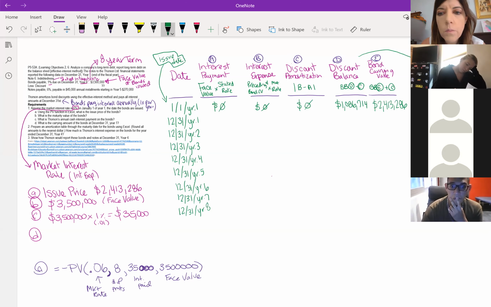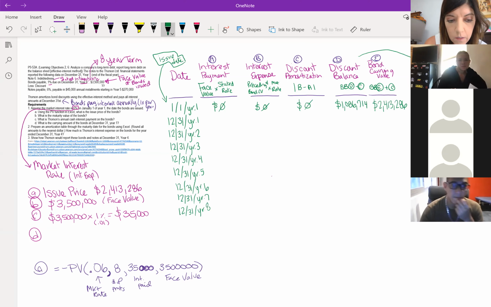The nice thing about this problem is that you're going to see what happens to the discount balance. You're going to see what the bond carrying value will be at the end. So you can kind of know what your answers need to be at the very end, right? Yes. And if it doesn't come out to the correct answers down here, then you know you made a mistake somewhere above. At maturity, what does the discount balance need to equal?